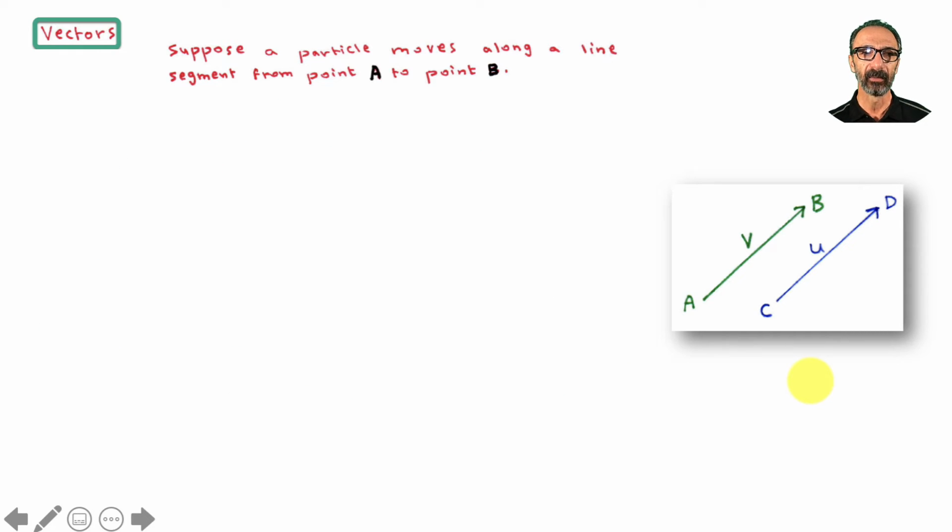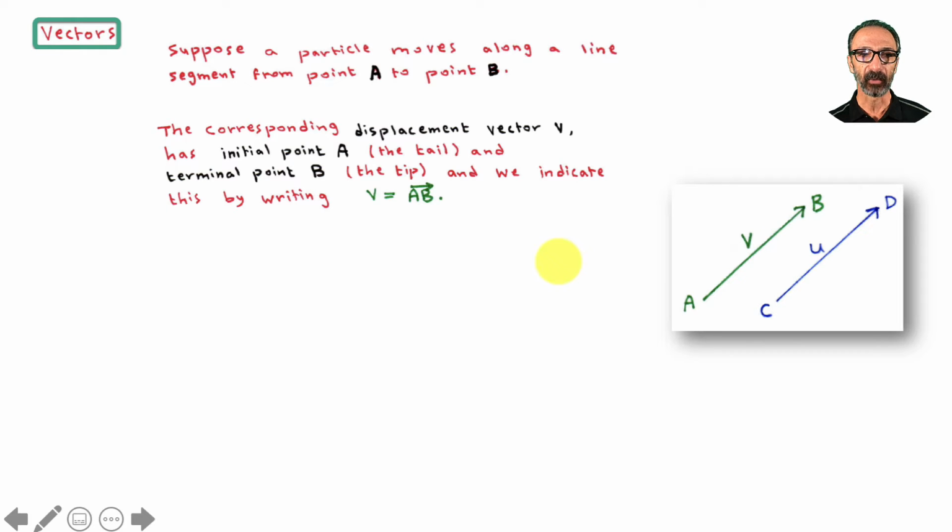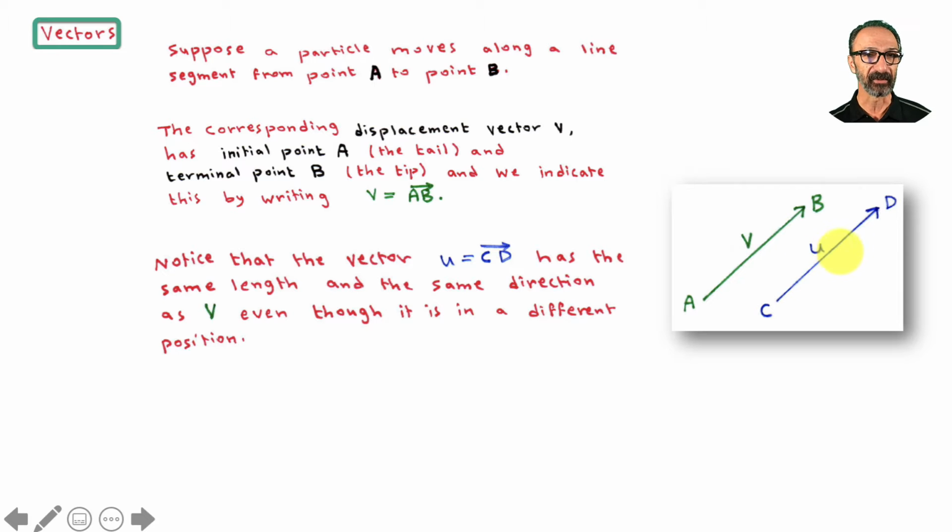Suppose a particle moves along a line segment from point A to point B. The corresponding displacement vector v has initial point A, called the tail, and terminal point B, called the tip. We indicate this by writing v as a vector symbol on top of the points A and B. A is the start and B is the end. Tail, tip, start, end.